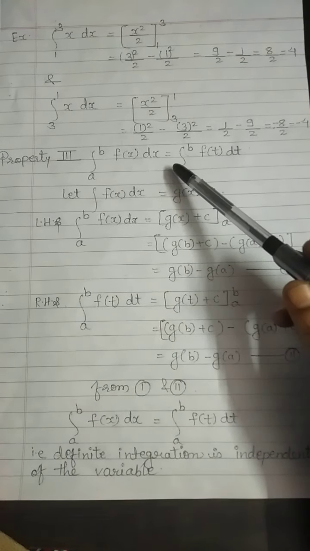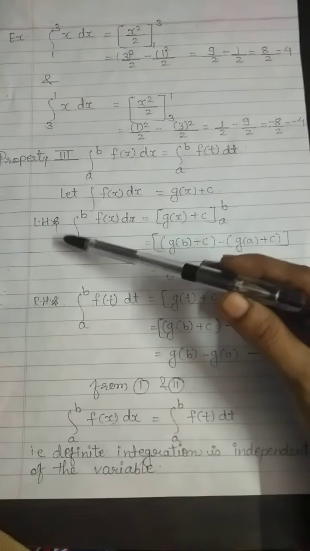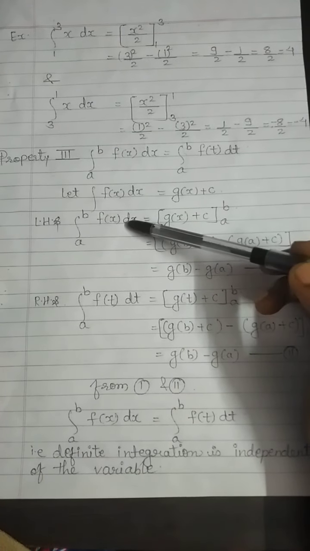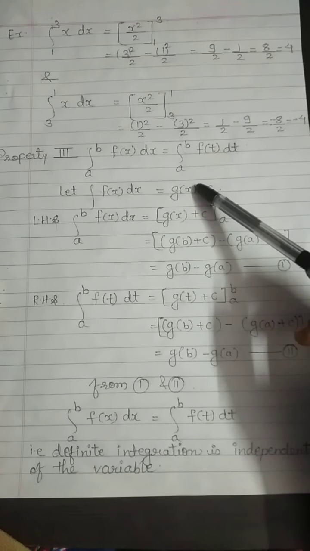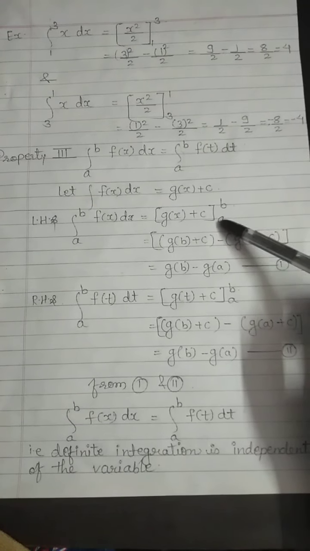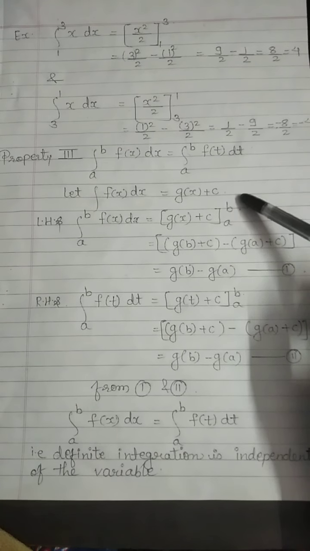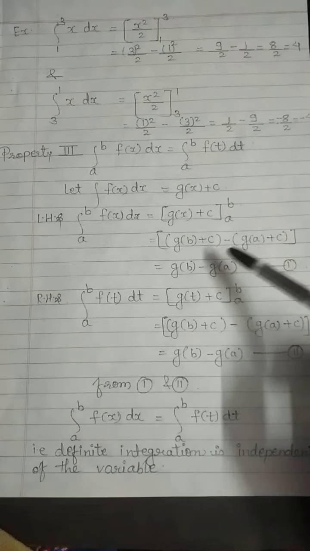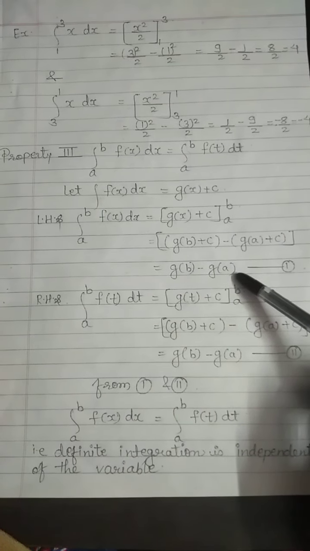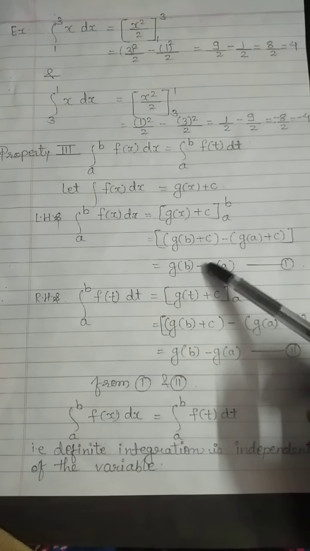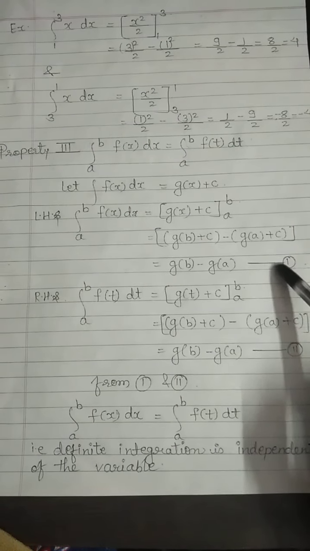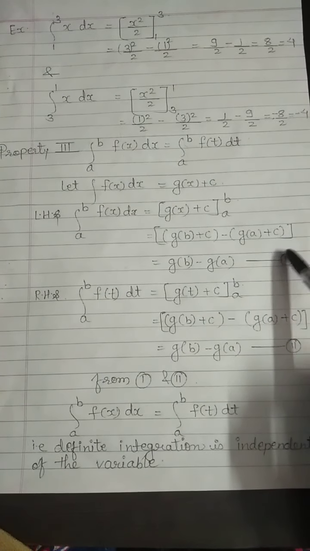Now for the proof of this property, first we consider LHS. So integration a to b f of x dx. Now we will consider the answer of this integration, that is g of x plus c. Here we will write lower limit a and upper limit b. Now applying upper limit minus lower limit and simplifying, we will get g of b minus g of a, as we already solved this in the previous example also. Now we call this equation number 1.